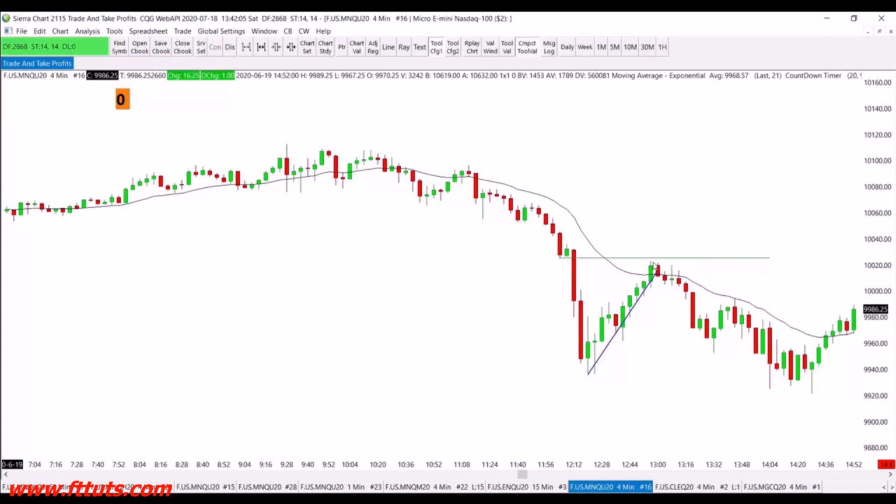That's all we need. As long as it goes close enough, we can still attack and get in these markets and still make money, okay.